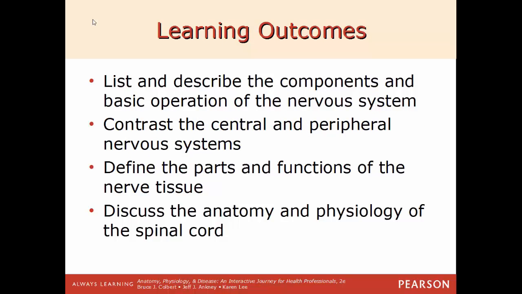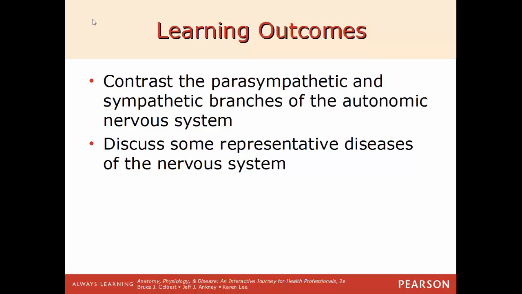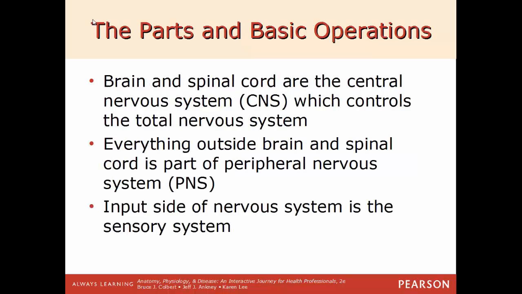Our learning objectives for this chapter: list and describe the components and basic operation of the nervous system, contrast the central and peripheral nervous systems, define the parts and functions of the nerve tissue, discuss the anatomy and physiology of the spinal cord, organize the hierarchy of the nervous system, be able to locate and define the external and internal structures of the brain and their corresponding functions, describe the sensory and motor functions of the brain with related structures, contrast the parasympathetic and sympathetic branches of the autonomic nervous system, and lastly, discuss some representative diseases of the nervous system. Right, first, we'll talk about some parts and some basic operations.